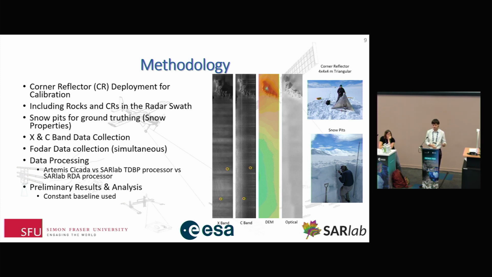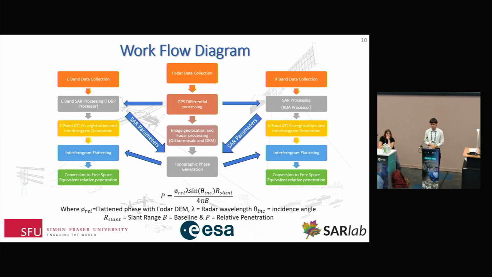The data was processed. We have several different processors that we've used to varying degrees of success. There's the Artemis Cicada one that was provided by the radar manufacturer, and then two in-house developed processors that have provided different levels of quality. And then we did some preliminary results and analysis. I'll present these later, along with some of the drawbacks in our current analysis.